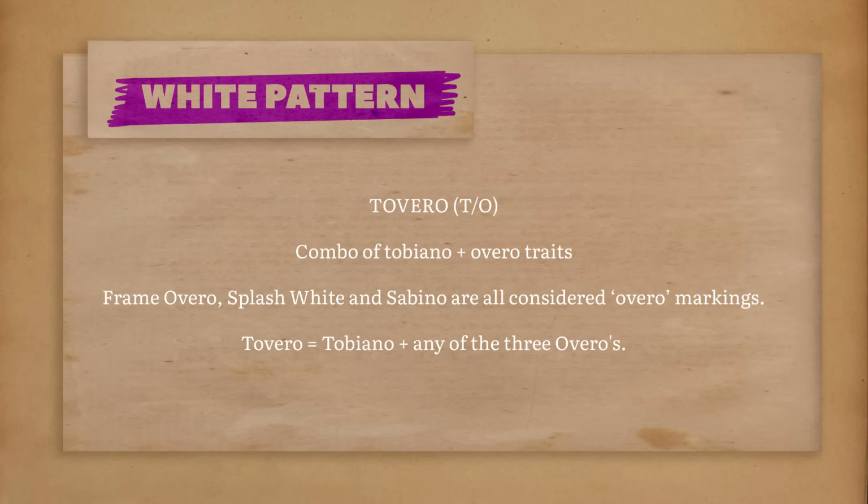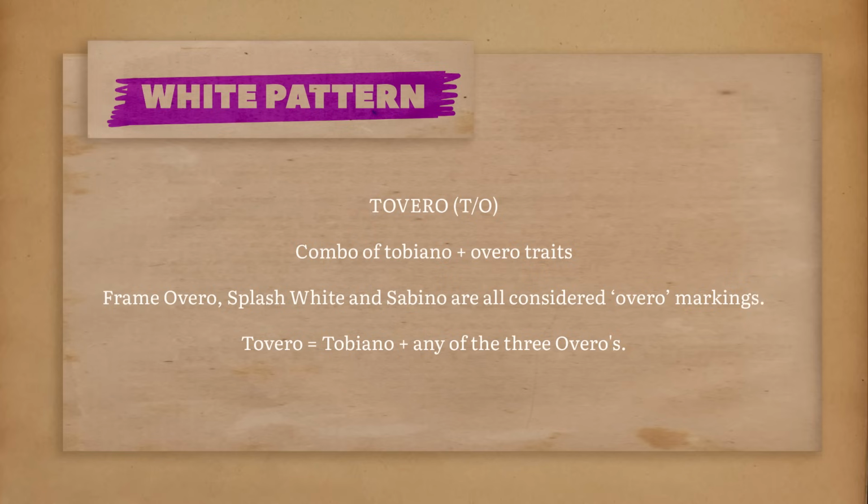Now the Sabino, the splash white, and the frame Overo are all considered to be Overo traits. So any of those three plus Tobiano is called Tovero. Sometimes it is quite hard to see what these markings are if you're just looking at a horse, because all of these white markings can quite vary in their expression.